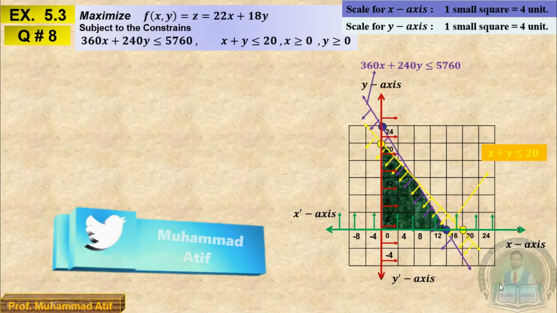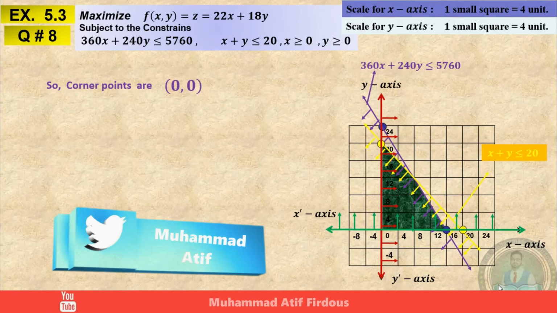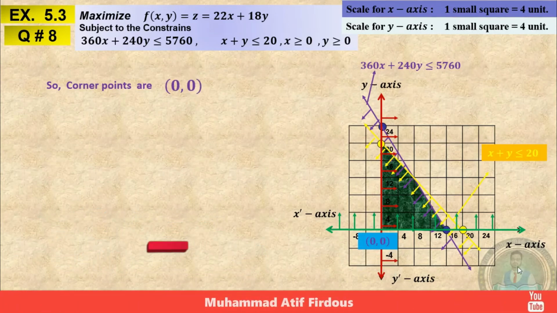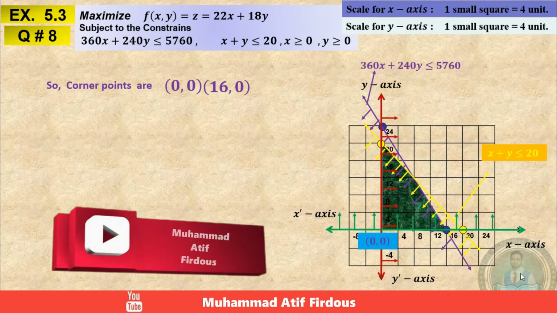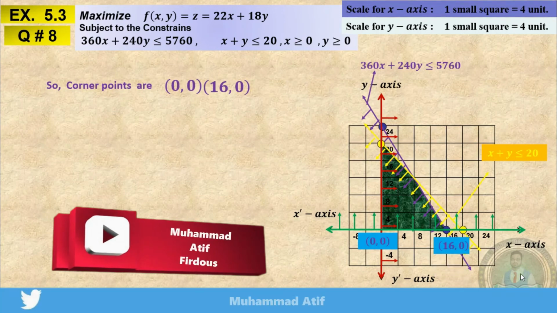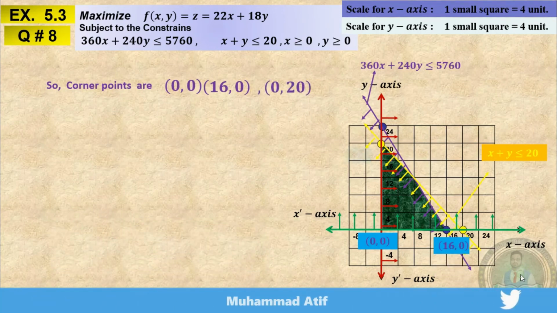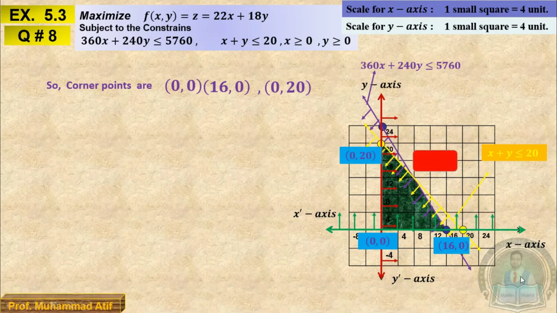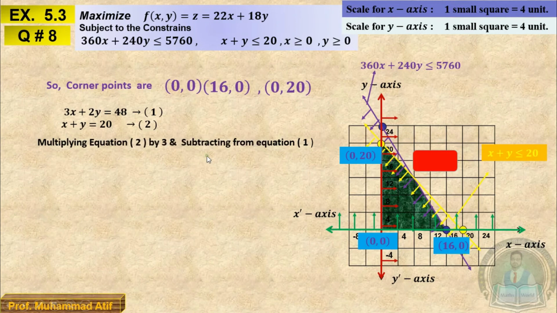So we have corner points like here, yes, 0, 0, you can see on this graph, 16 and 0, okay, directly you can write this, 0 and 20, yes, and the last one is a problem, meaning you have to find this corner point. In order to find this, just solve equations 1 and 2 simultaneously, meaning multiply equation 2 by 3 and subtract from 1, we have y is equal to 12.